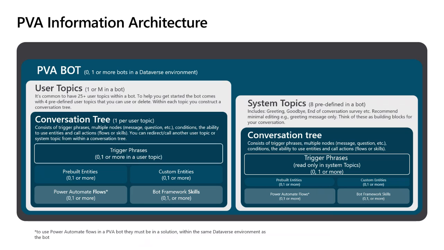And then we can start to use entities where I pull in data, either from a pre-built entity like City, which you'll see an example of later on, or a custom entity where maybe I'm pulling in data that doesn't exist in the pre-built examples. And when I start to use Power Automate with this, and you can use many Power Automates in a single topic, that's where I can start pulling in data from external sources like finance and operations.